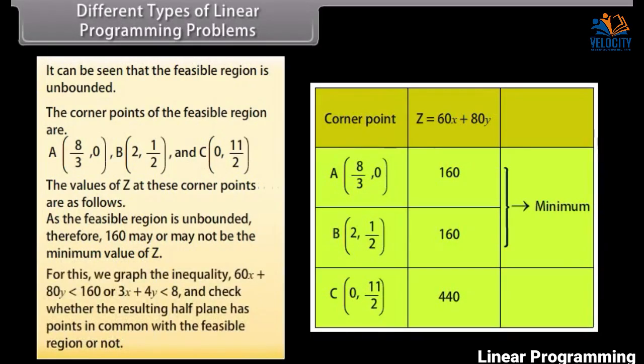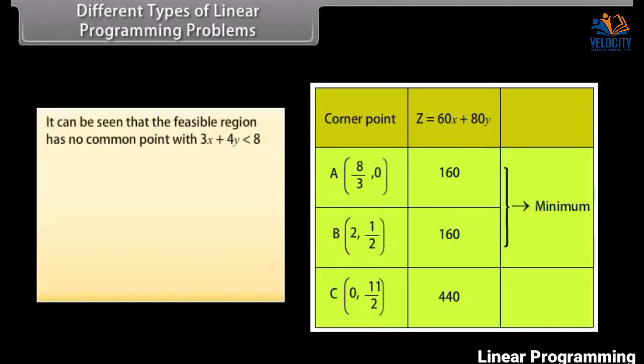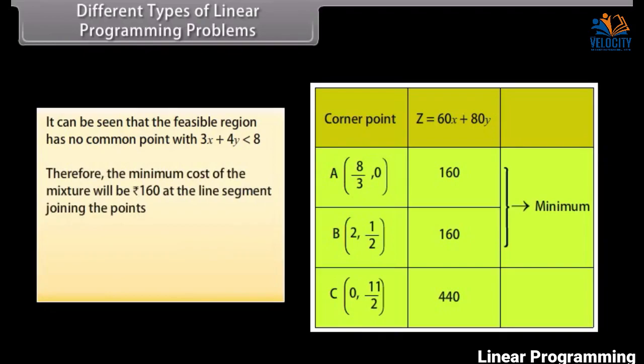For this, we graph the inequality 60x + 80y < 160 or 3x + 4y < 8 and check whether the resulting half plane has points in common with the feasible region or not. It can be seen that the feasible region has no common point with 3x + 4y < 8. Therefore, the minimum cost of the mixture will be Rs 160 at the line segment joining the points (8/3, 0) and (2, 1/2).